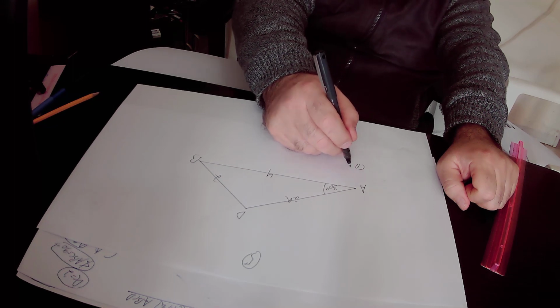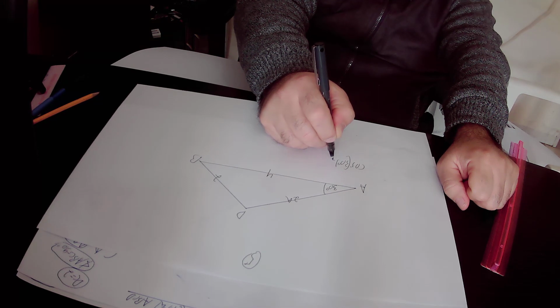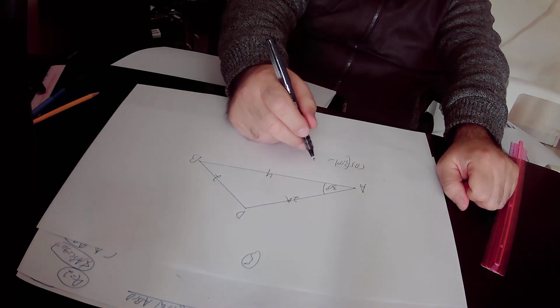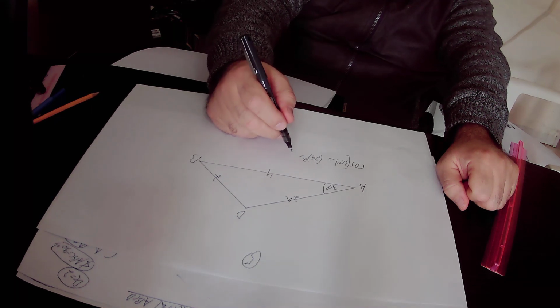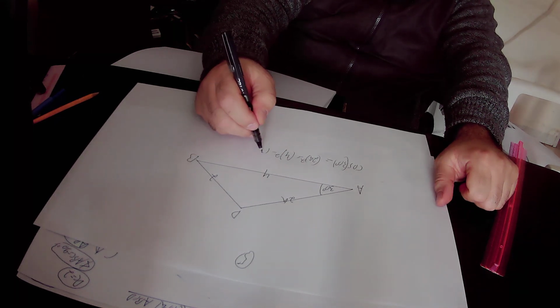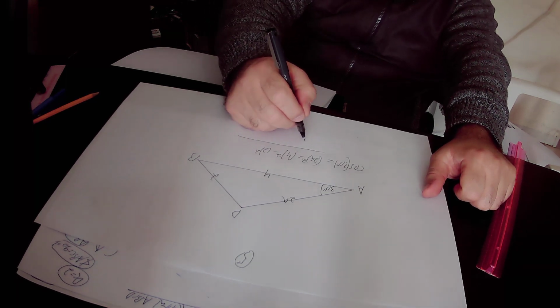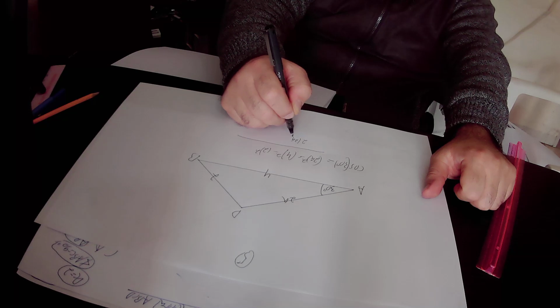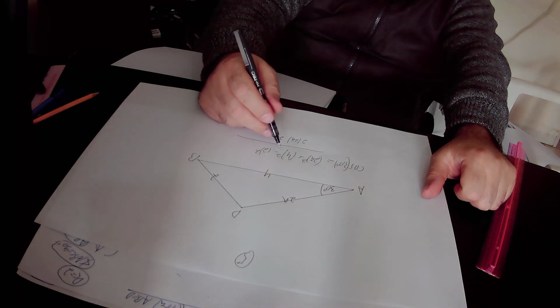According to the law of cosines, cosine 30 degrees equals 2a square plus 4 square minus 2 square over 2 times 2a times 4.